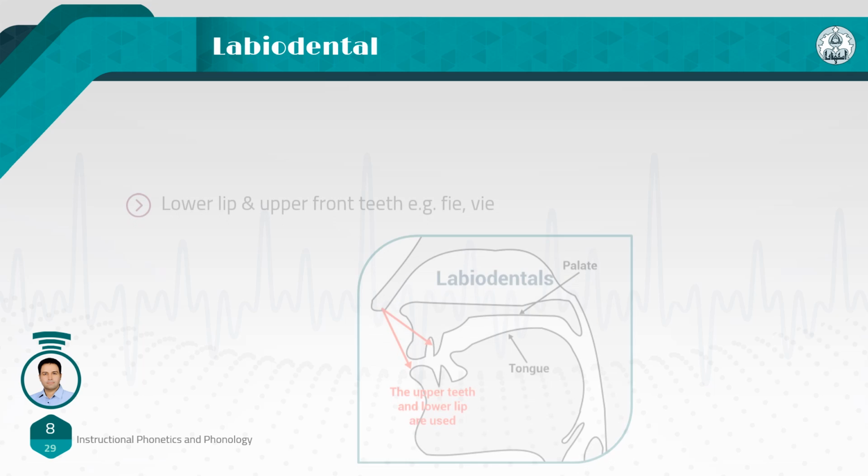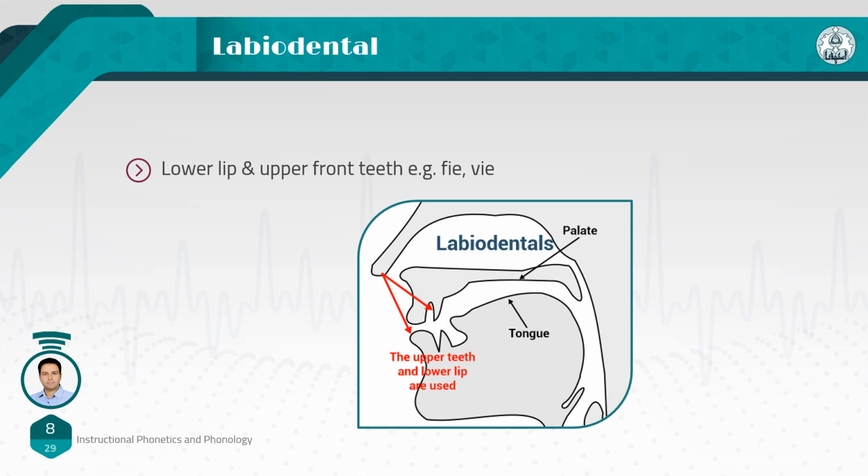Next place of articulation is called labiodental. Lower lip and upper front teeth are used here. Most people, when saying words such as fie and vie, raise the lower lip until it nearly touches the upper front teeth.